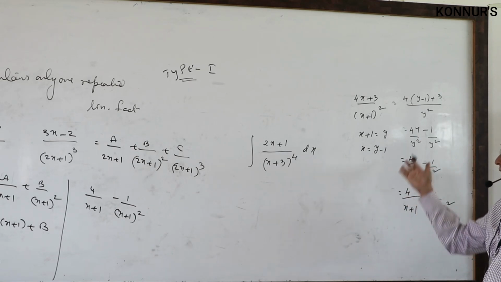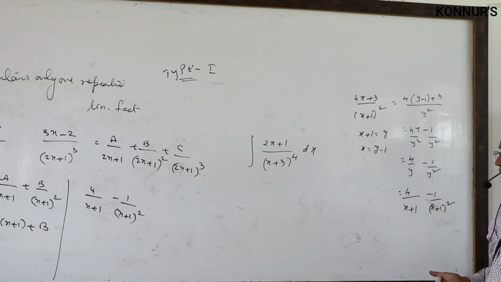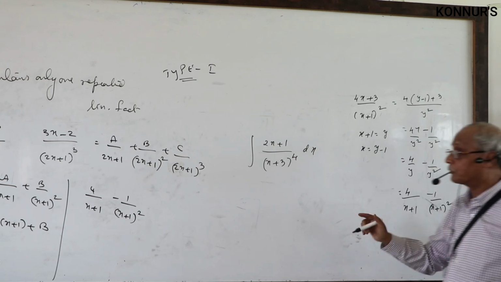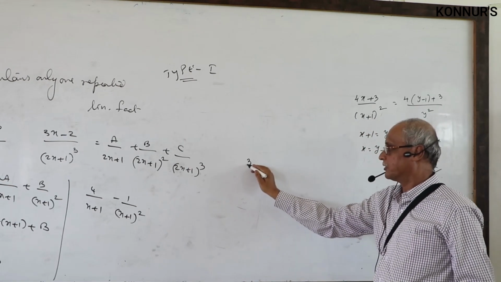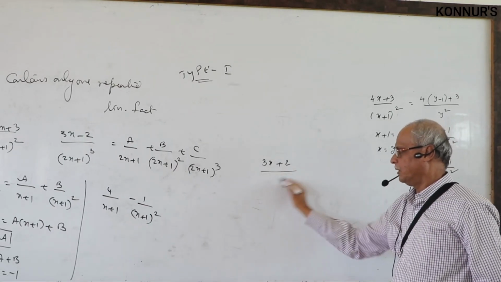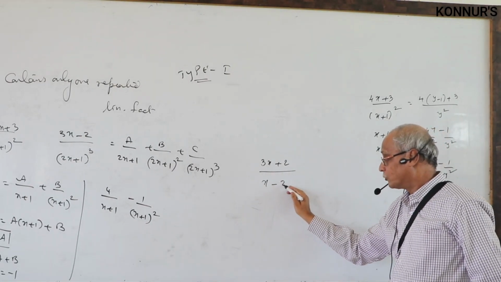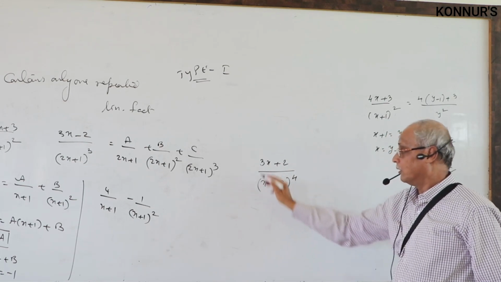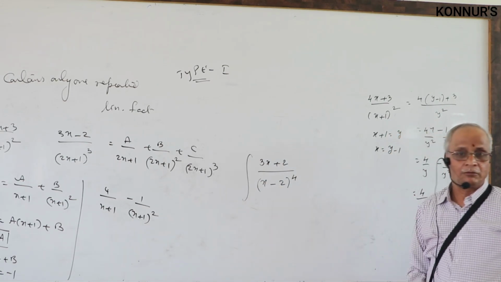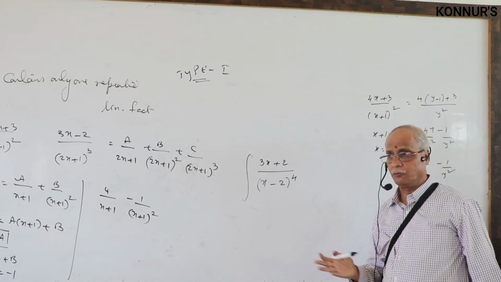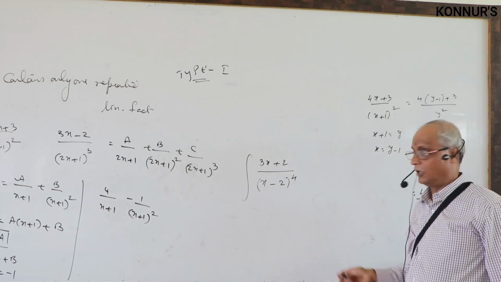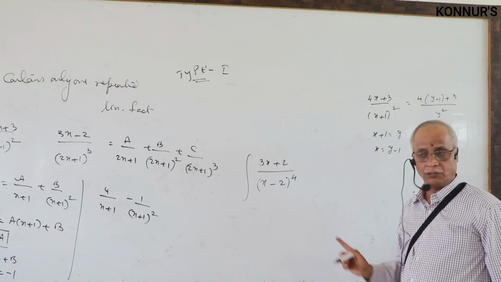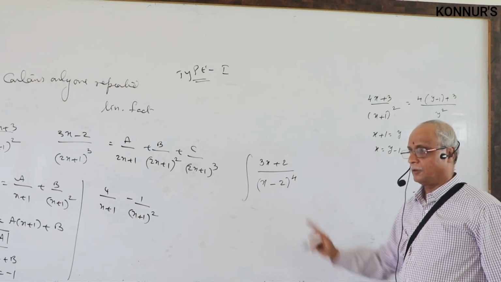Okay, for square you can do this, but now consider power 4. Suppose I am giving the problem 3x plus 2 by x minus 2 whole power 4. How many constants? A, B, C, D. Finding 4 constants is not easy. Not easy in the sense of a very lengthy method. Possible but very lengthy. You cannot do it for an objective exam.